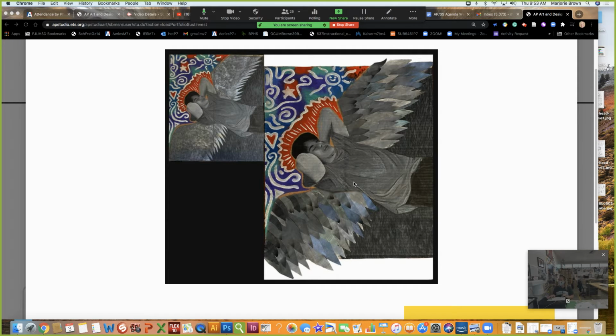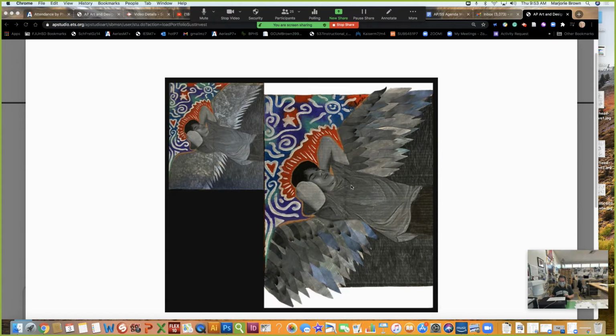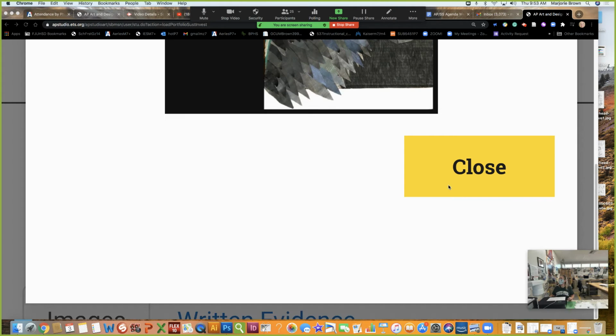So I'm going to go ahead and try to get this smaller. I don't know how. Why can't I get smaller? Close.